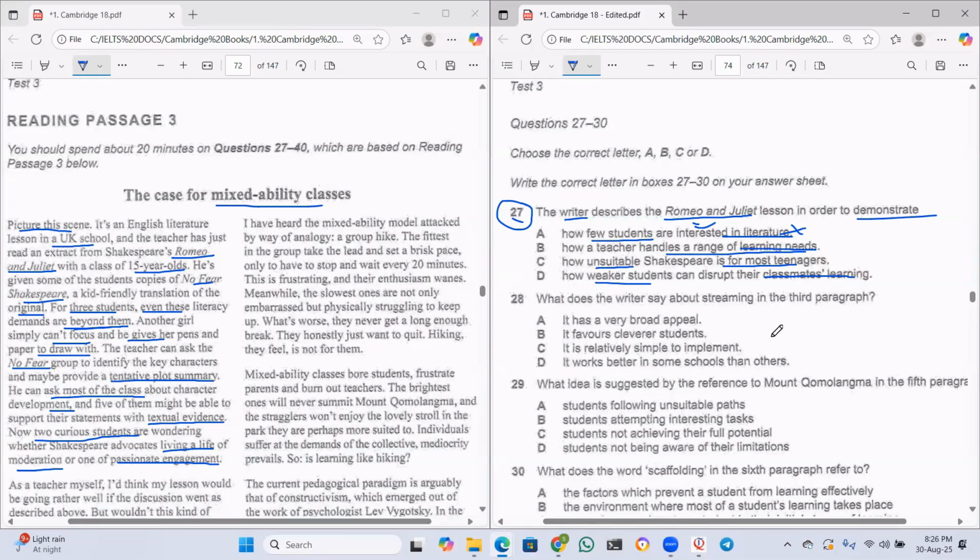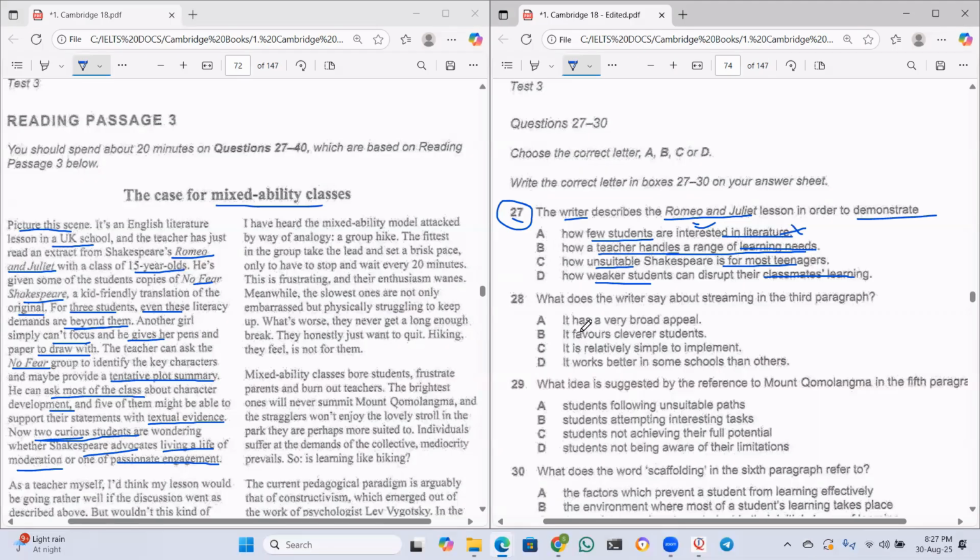Now, how a teacher handles a range of learning needs. Now, this option is interesting. Because he spoke about a range of students, right? For some, he gave Romeo and Juliet. For some, he gave No Fear Shakespeare. For a girl, he gave pen and paper just to draw. Out of them, he asked questions to some of them. Five of them may give textual evidence, and two are curious about whether Shakespeare advocates something. So there is a range of students. So how a teacher handles a range of learning needs. Yes. I think B is very much suitable for this. So I'll keep B on hold for now.